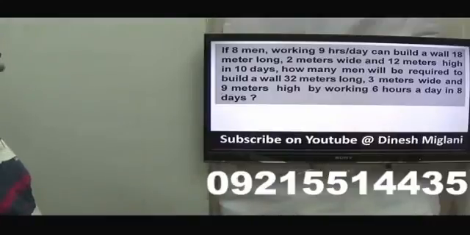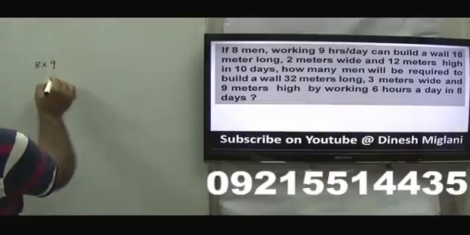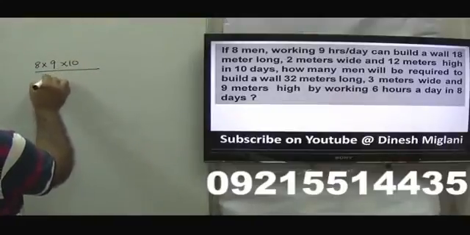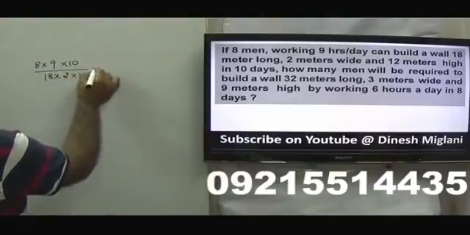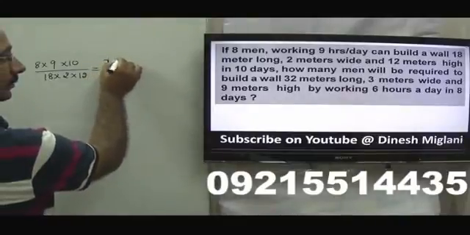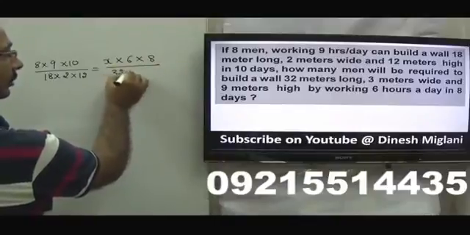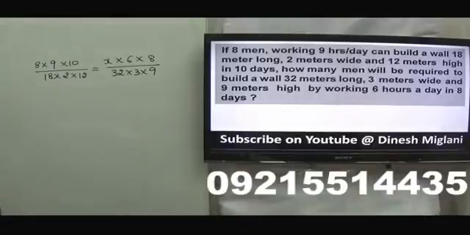What we are supposed to do here is total work by all the things. So I can say 8 men, 9 hours, they take 10 days. What are the dimensions of the wall? Work is 18 into 2 into 12. Now this is equal to, how many men are required? Let us say men equal to X, 6 hours and 8 days, and total dimensions are 32 into 3 into 9. Now I have to just find the value of X. That's my question. Now how to go for X?